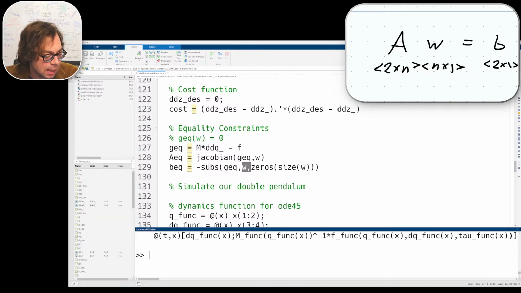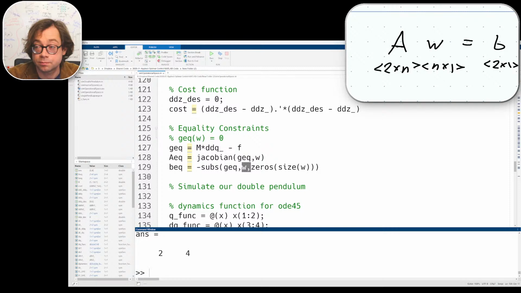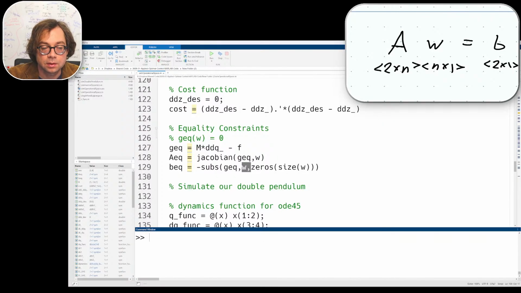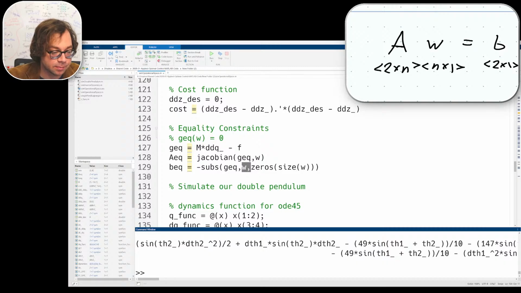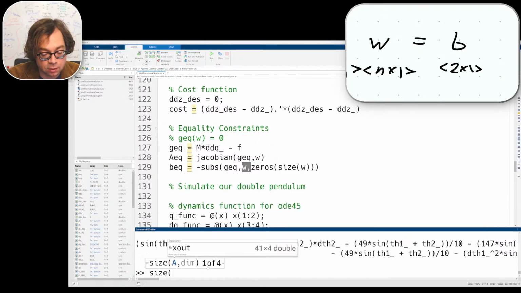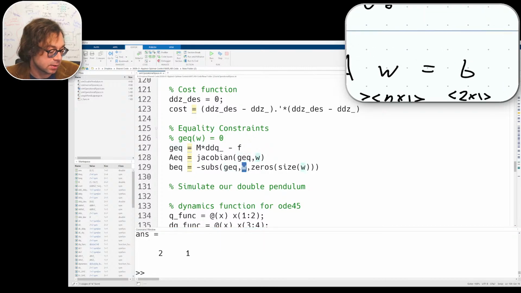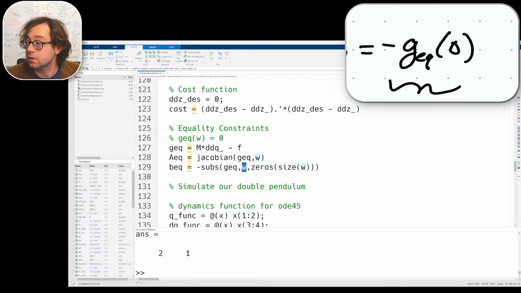And the A matrix should be a 2 by n. What's the size of AEQ? 2 by 4. 2, and n is 4. That's right. Now let's look at BEQ. It looks like it should be 4 by 1, right? Oh, 2 by 1. Yeah, that's right. Just like we said. We can say, hey, what's the size of BEQ? 2 by 1. Boom. We just had to say that where there were once W's, we want zeros. And that facilitates this expression right here: minus GEQ equals 0. Just a little bit of a typo.